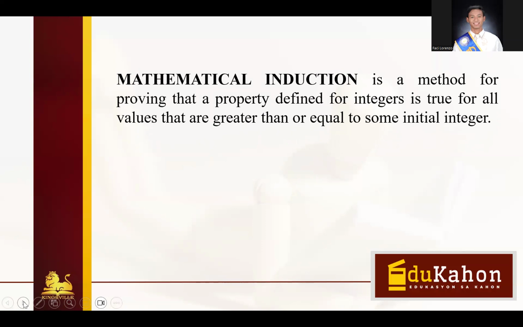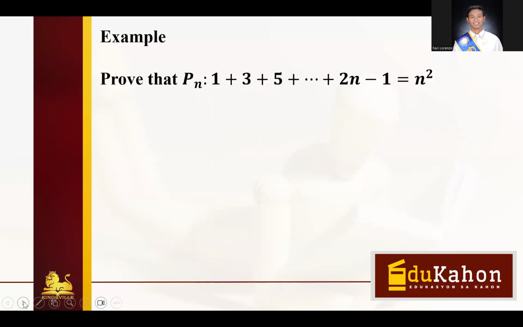Okay, so let's have an example. Here we have the series P sub n having the terms 1 plus 3 plus 5 plus ... plus 2n minus 1 is equal to n squared. Now we need to prove that the formula is correct.